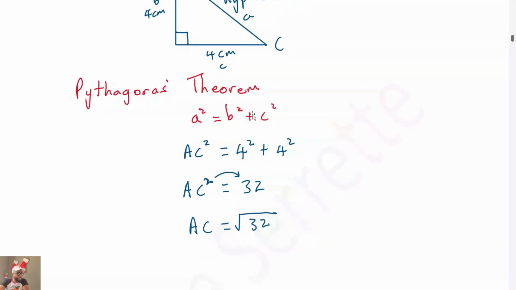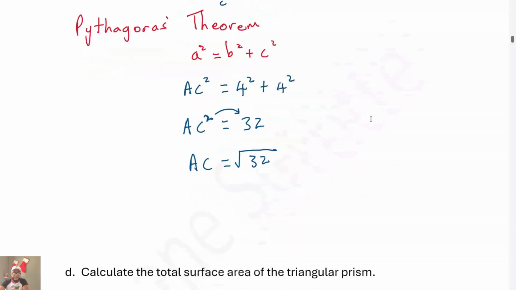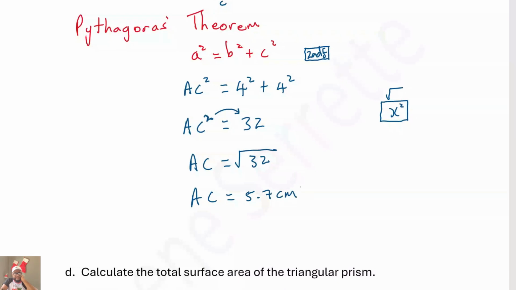All right. So, Tyrese, you have a calculator. Find the square root of 32 for me. And it said to give the answer to 1 decimal place, children. Press the square root sign and then press 32 and press equal. Hit me. Yes, 5.7 centimeters.